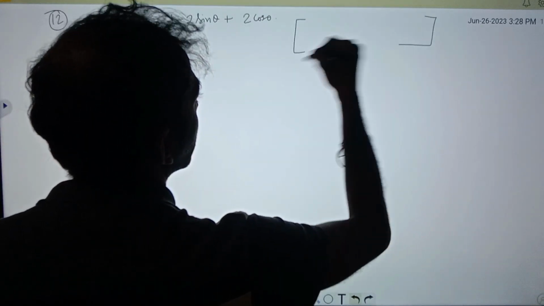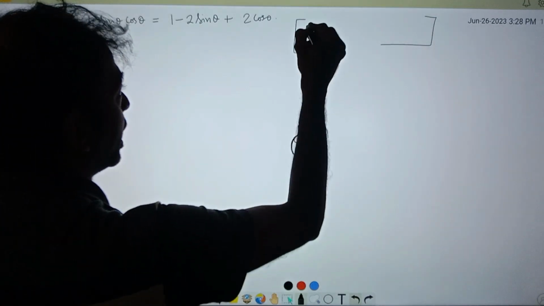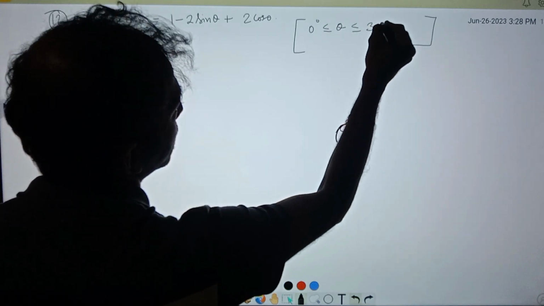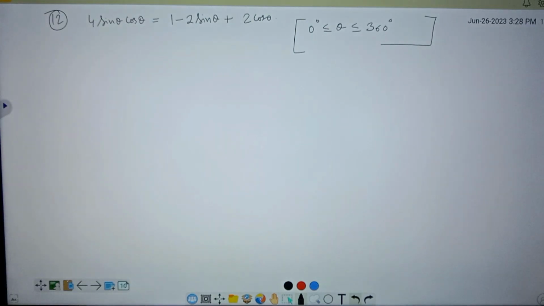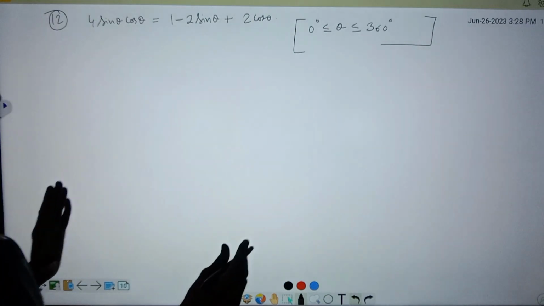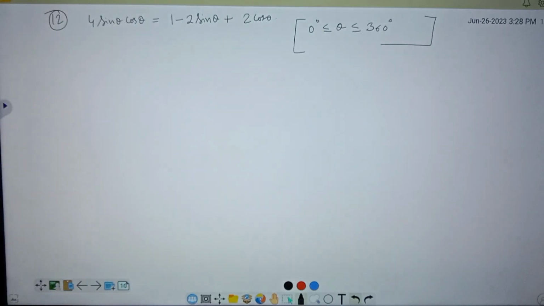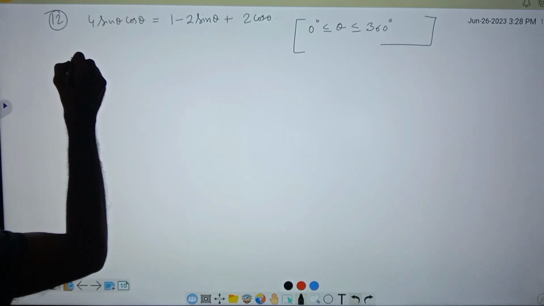Here a restriction has been provided, that is 0 degree less than or equal to theta less than or equal to 360 degree. That is, we are not going to discuss the general solution. We need to just go for some special solutions. So what will be the procedure here? Very easy procedure.